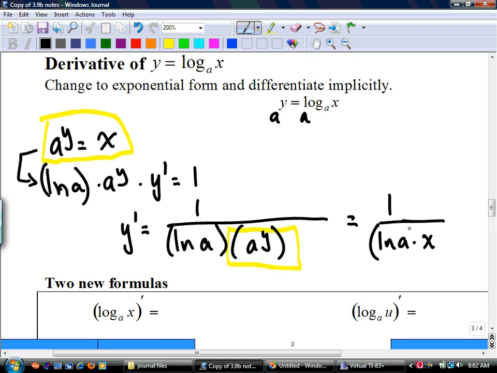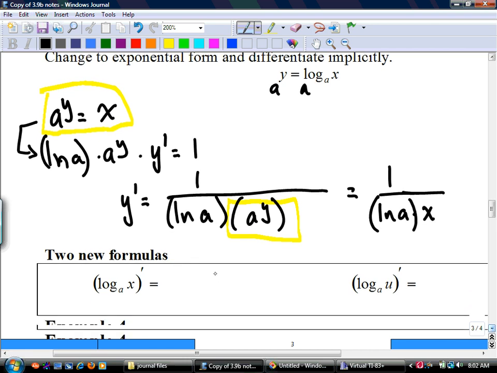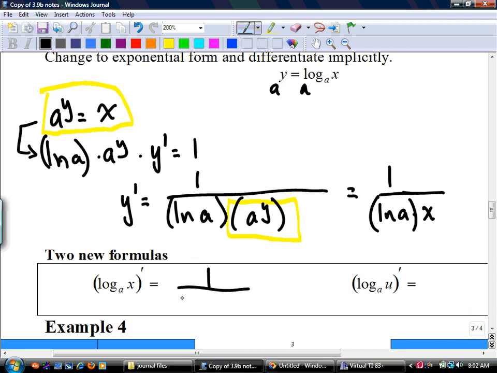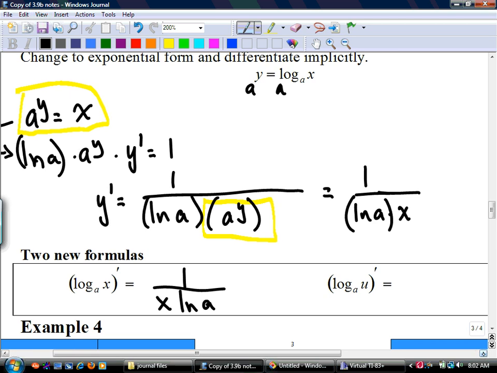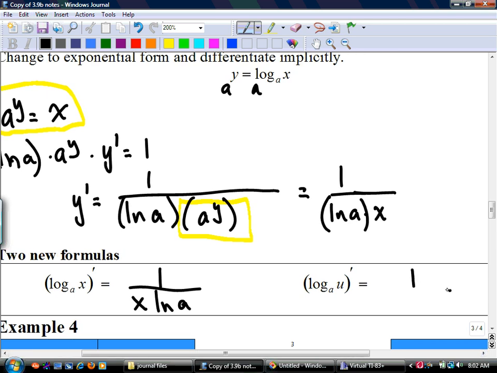I guess we should write it like that, so you don't assume that the a and the x are being multiplied together. It's ln a times x. So, formula number 1 over, and I write it a little bit differently. I write it as x ln a. I like the variable first here, just so I don't get into that habit of multiplying the a and the x together. So, when it's u, it's going to be 1 over u ln a times u prime.